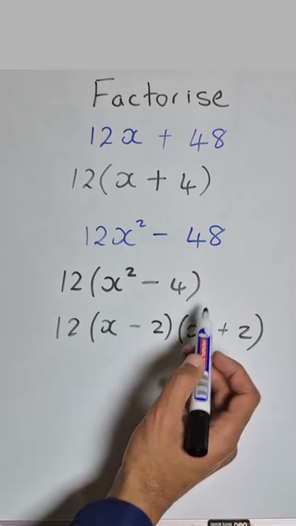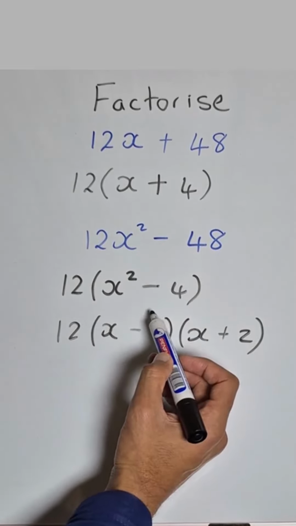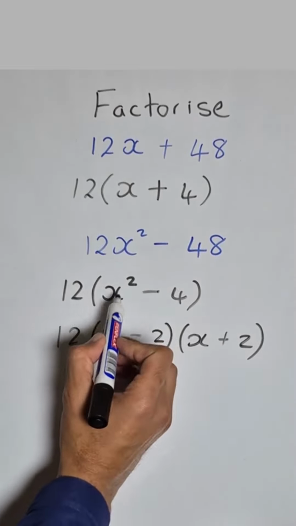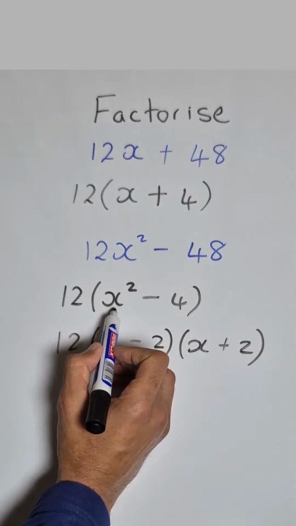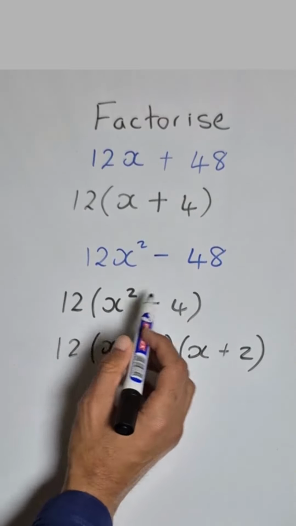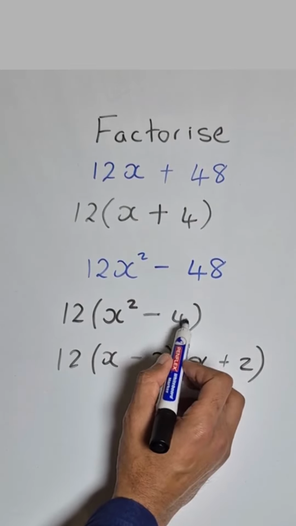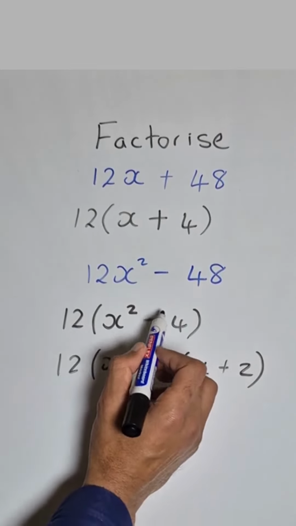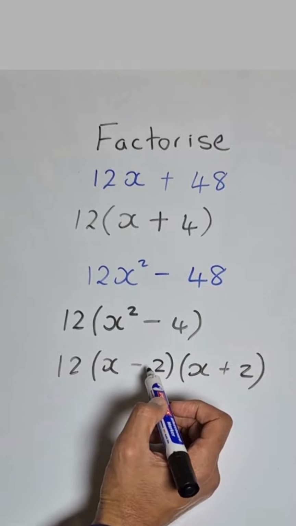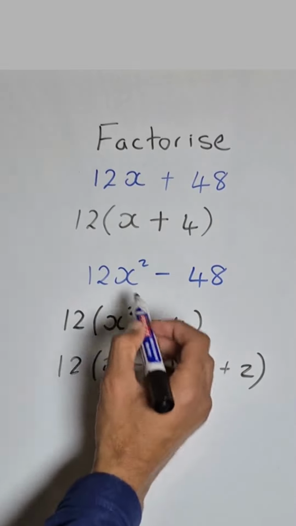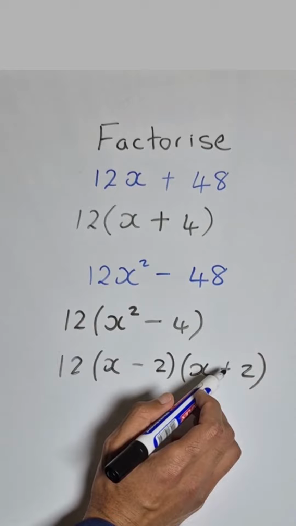Now, how do we know that this was the difference between two squares type of factorization sum? The first term needs to be a perfect square. As you can see, it's x squared. The second term needs to be a perfect square. So if you multiply 2 times 2, it will give you 4. And the sign must be the difference, or a negative sign. And therefore, that bracket is a difference between two squares.